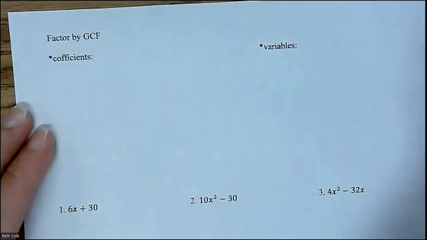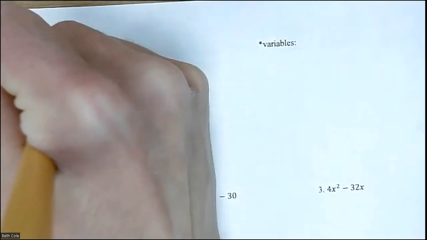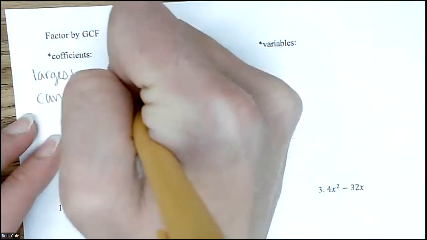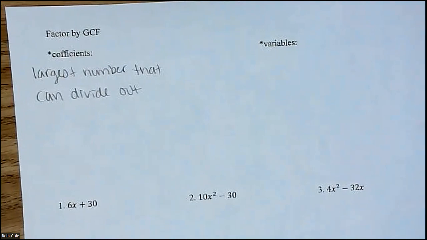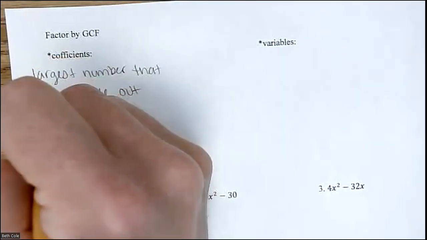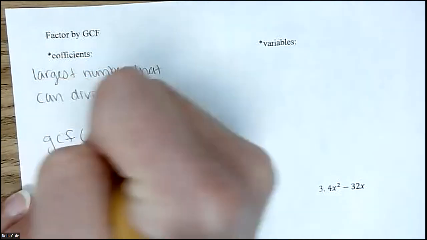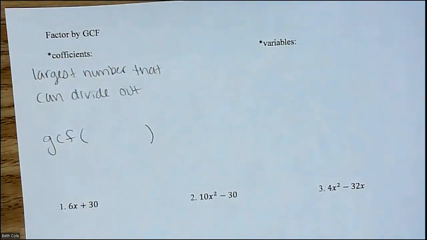So for the coefficients, and those are like the numbers, you're going to find the largest number that can divide out. What's really cool about that is Desmos will do it for you. Desmos will do numbers. It won't do variables because it doesn't know what they are. We don't know what they are either. It's a placeholder for something. But Desmos will do this. What you type in is GCF and then put the numbers that you want in parentheses. I'm going to make up an example and I'll show you. You just need to watch.